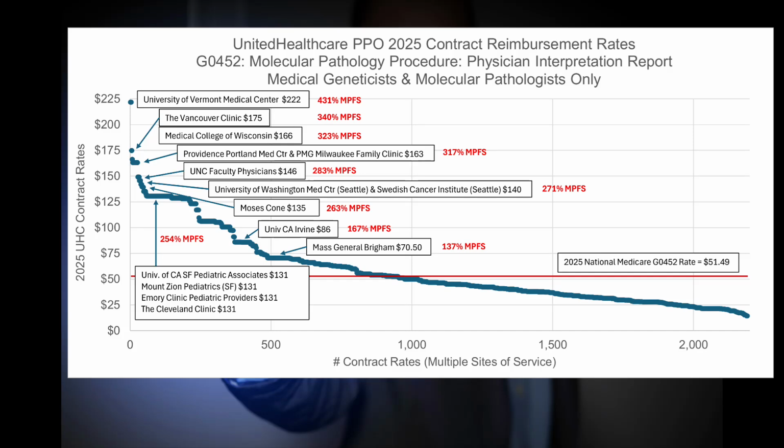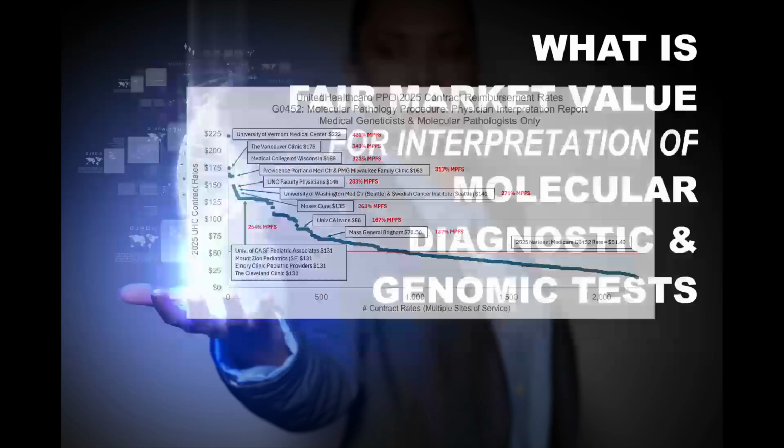Mass General Brigham and the University of California, Irvine have negotiated 137% and 167% of the Medicare Physician Fee Schedule, respectively. The Cleveland Clinic and Emory Clinic both negotiated about 254% of the Medicare Physician Fee Schedule. Many different university medical centers around the U.S. have also negotiated between 271% and 323% of the Medicare Physician Fee Schedule.